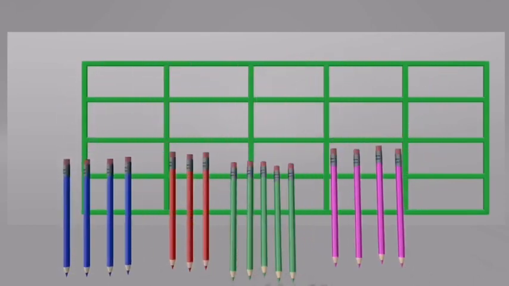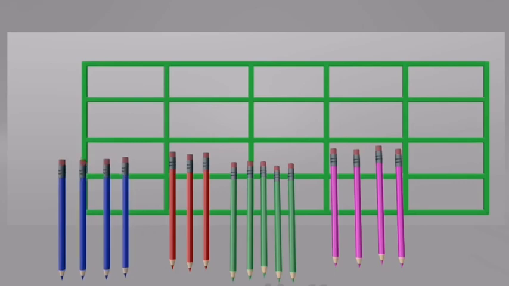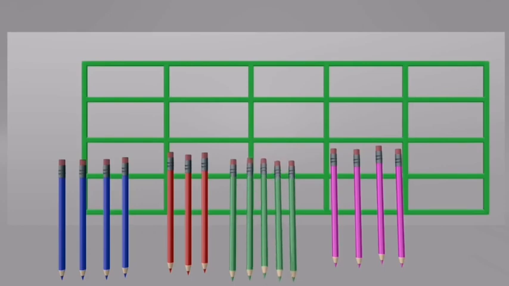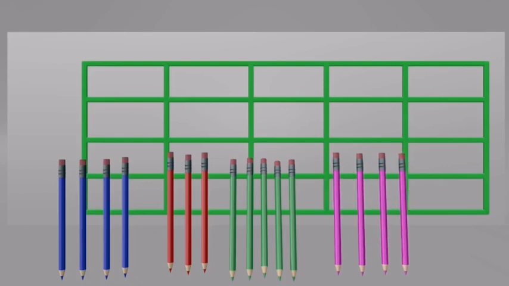We have quite a few pencils here of different colors. Let's count the blue first. There are 1, 2, 3, 4 blue pencils. Now let's count the red pencils. We have 1, 2, 3 red pencils. Here we have 1, 2, 3, 4, 5 green pencils. Last, we have the pink pencils to count. There are 1, 2, 3, 4 pink pencils.